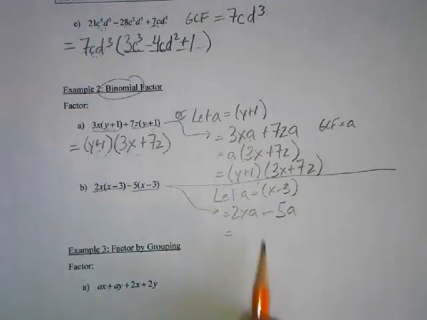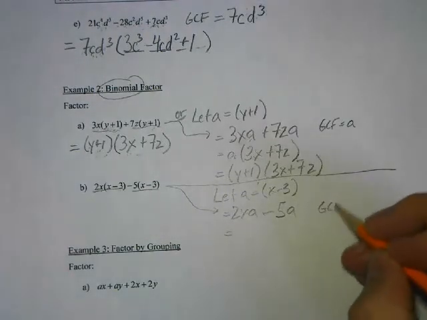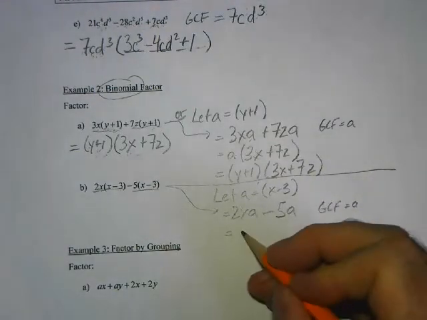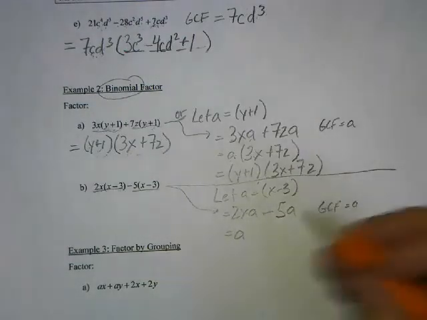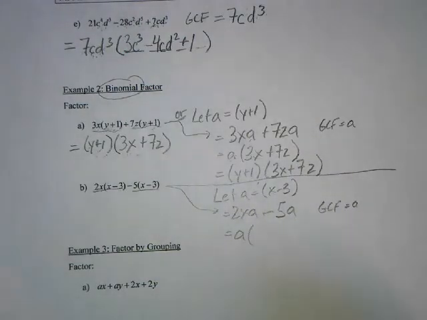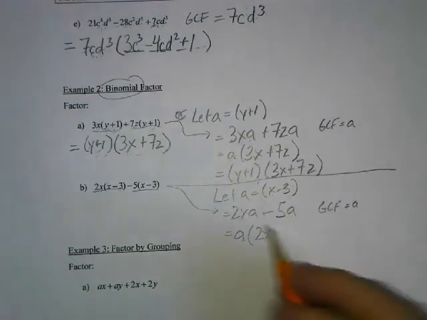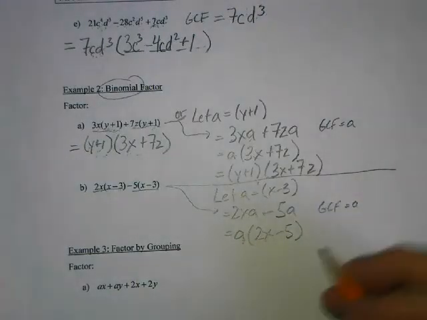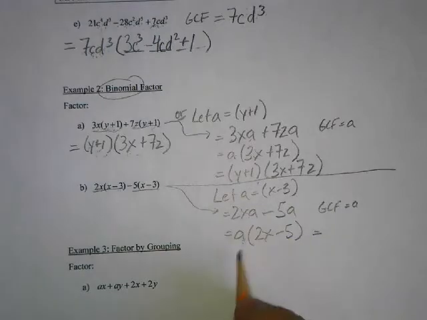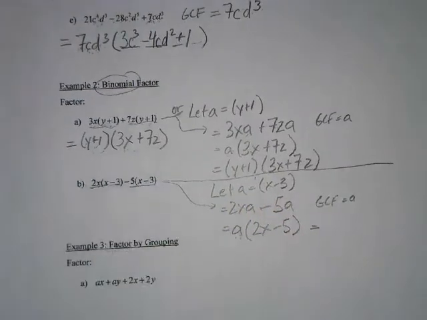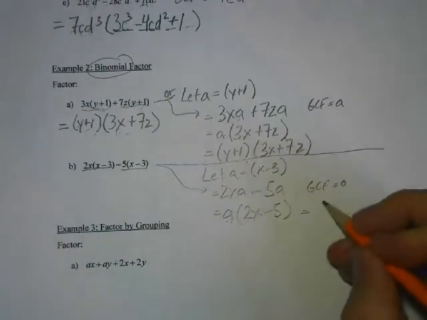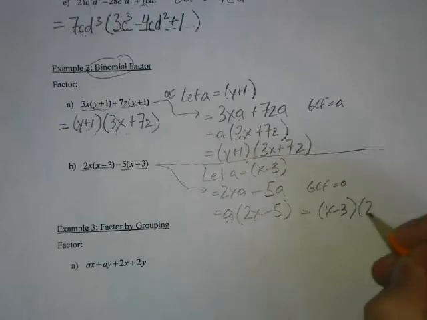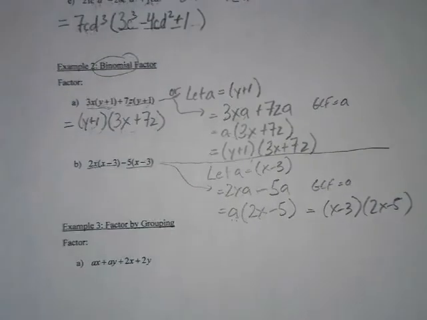Okay, and when we do our common factoring here, you can see the same thing. A was our greatest common factor. The numbers 2 and 5 have nothing we can common factor. So if I figure out what I have to multiply a by to get 2xa, that would be 2x. What I have to multiply a by to get negative 5a, that would be negative 5. And then finally we just change the a back to what it really is. It's the x minus 3. So I have x minus 3 times 2x minus 5. Okay, so you can do it that way.